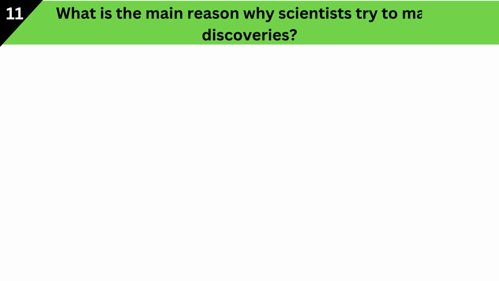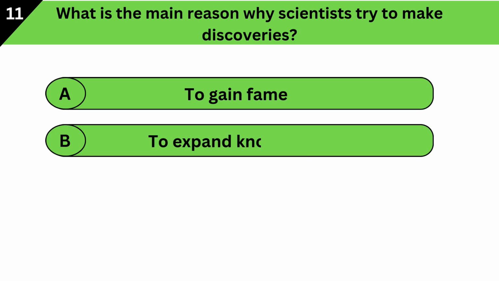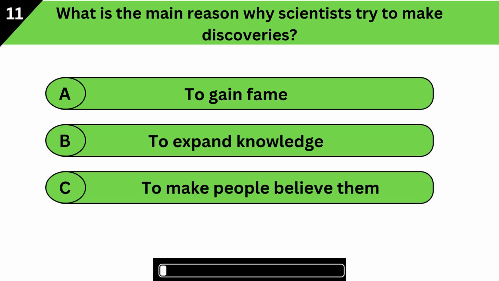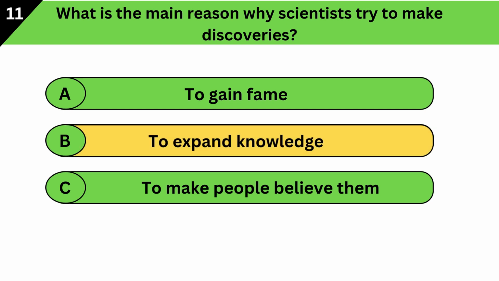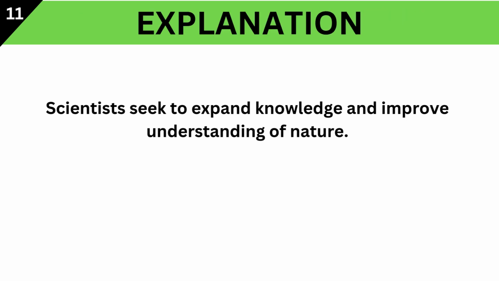What is the main reason why scientists try to make discoveries? Option A, to gain fame. Option B, to expand knowledge. Option C, to make people believe them. Correct answer. Explanation. Scientists seek to expand knowledge and improve understanding of nature.